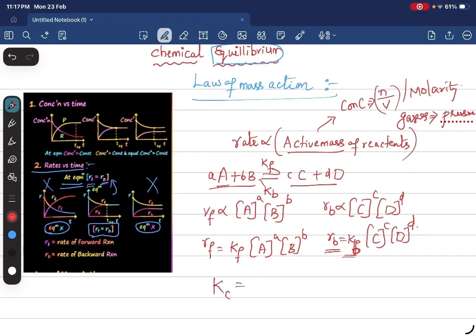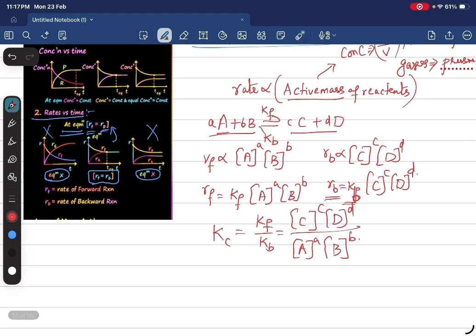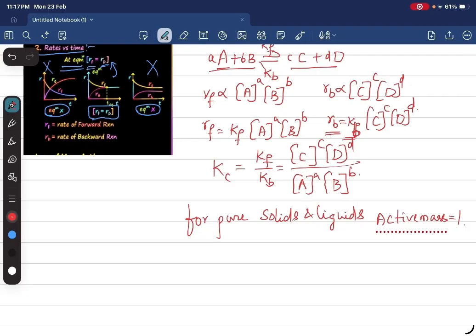From these two you can write the equilibrium constant, which is Kc. It is the ratio of Kf to Kb, which we can write as concentration of products by concentration of reactants, or product of product concentrations to product of reactant concentrations, like this. And for pure solids and liquids, active mass equals 1, because their concentration doesn't change during the reaction.